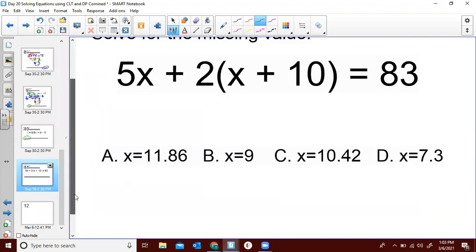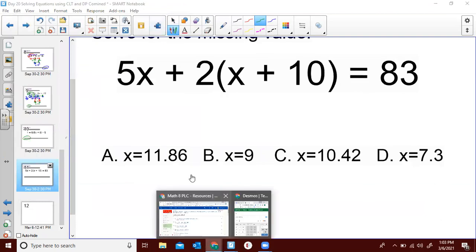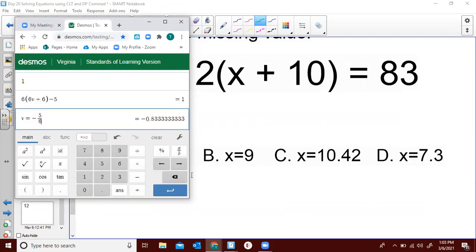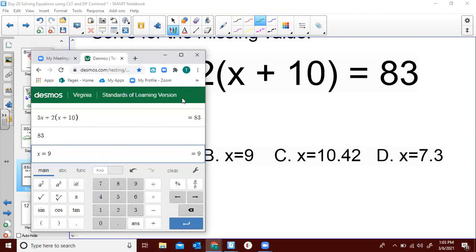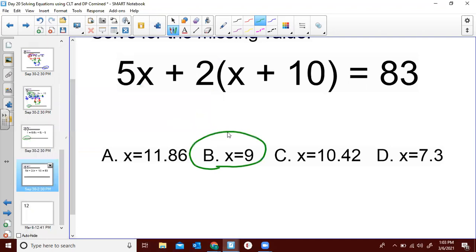All right, and last but not least, again, Desmos for the win. We are going to go ahead and have 5x plus 2 parentheses x plus 10. And our right-hand side is just 83. So x is going to equal. And we're going to test some of these values. All right, well, I'm going to take an educated guess here and try 9, which saves us a little time. You can see that our left-hand side is 83. Our right-hand side is 83. Therefore, our correct answer is 9.